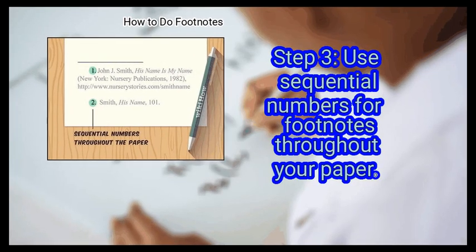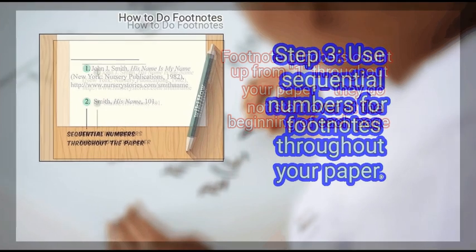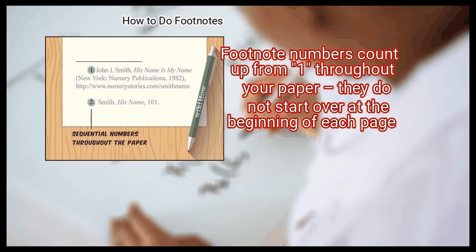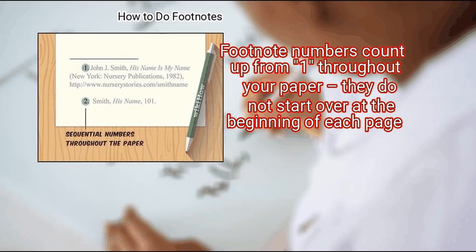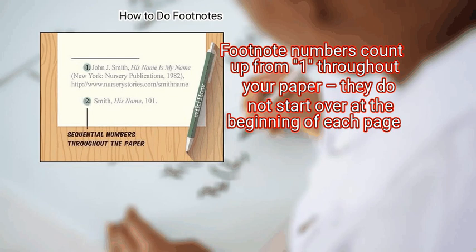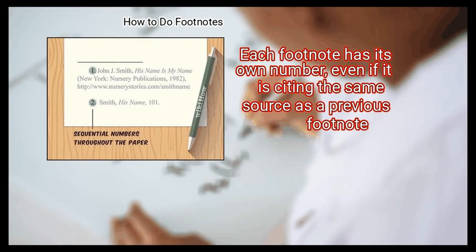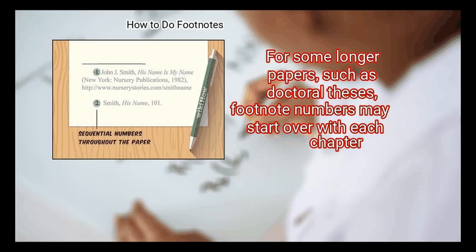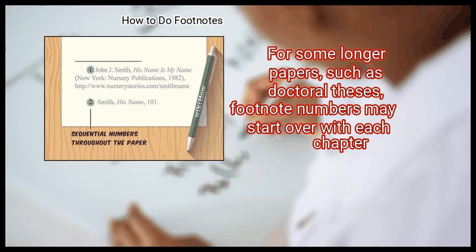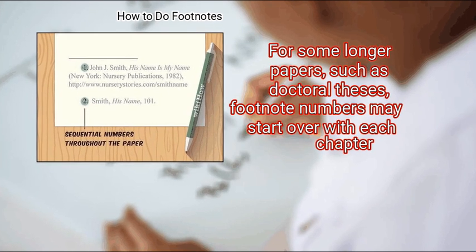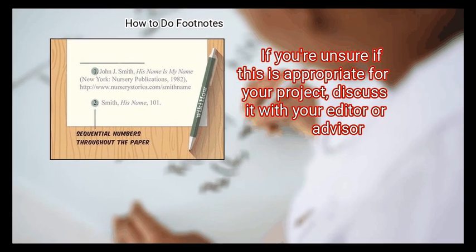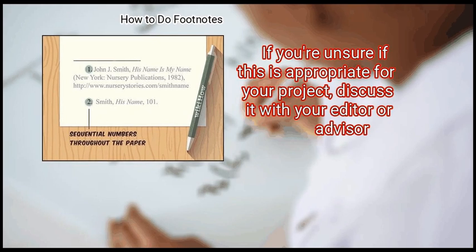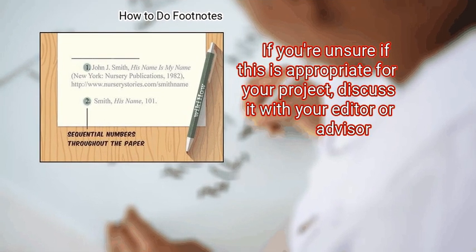Step 3. Use sequential numbers for footnotes throughout your paper. Footnote numbers count up from 1 throughout your paper. They do not start over at the beginning of each page. Each footnote has its own number, even if it is citing the same source as a previous footnote. For some longer papers, such as doctoral theses, footnote numbers may start over with each chapter. If you're unsure if this is appropriate for your project, discuss it with your editor or advisor.